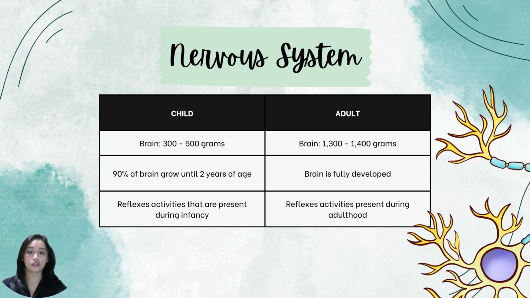Lastly, we have the nervous system. In a child, the brain is around 300 to 500 grams, while in an adult, the brain weighs around 1,300 to 1,400 grams. In a child, 90% of the brain grows until 2 years of age, whereas in an adult, the brain is fully developed. In a child, the reflex activities are present during infancy, while in an adult, the reflex activities are present during adulthood.